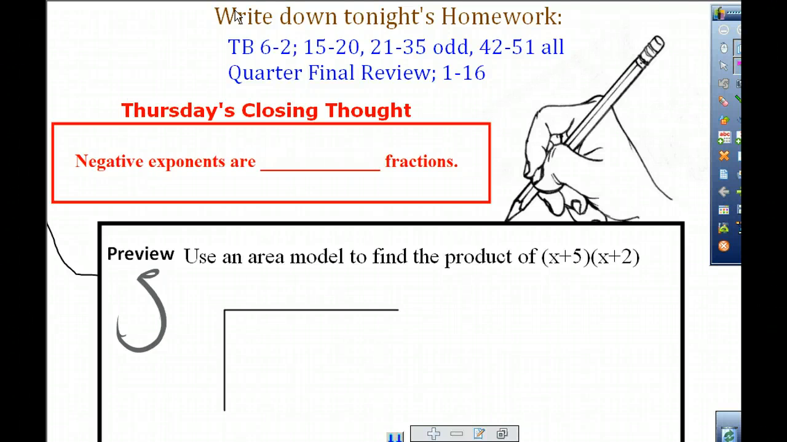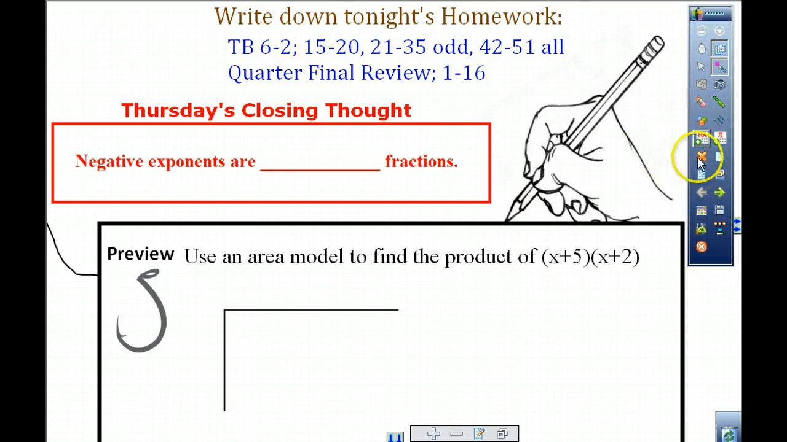Here we go. So your homework will be from the book, textbook 6.2. With any luck, if we go through the examples quick enough, you'll probably get most of this done in class. It's not a very long assignment. However, I will pass out the quarterfinal review.